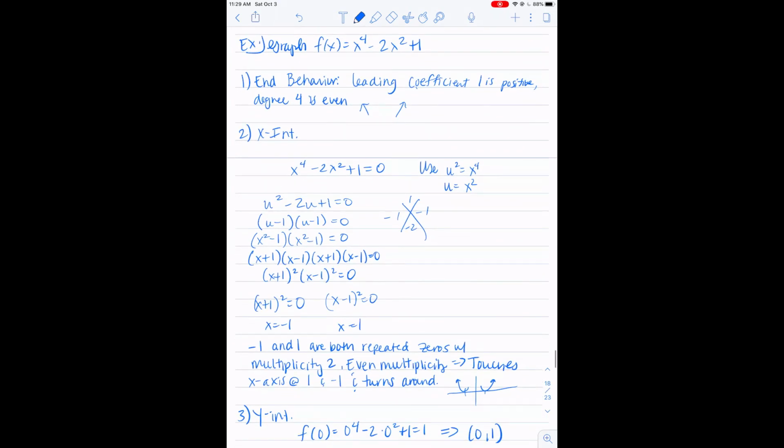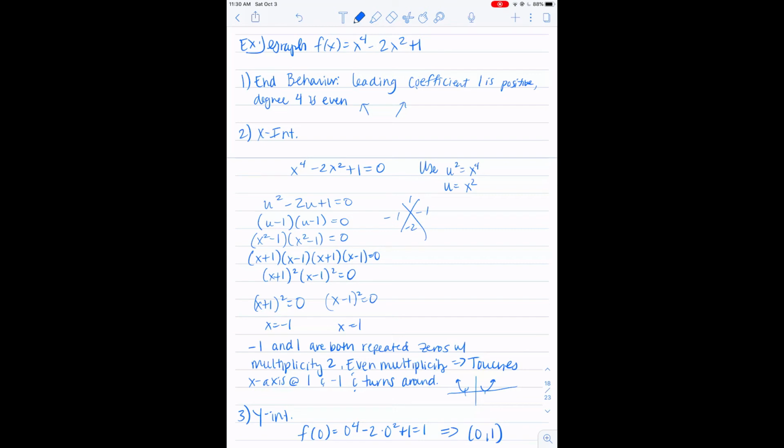So here, our example, we're going to graph f of x equals x to the 4th minus 2x squared plus 1. So our first step is we're going to look at end behavior. We have our leading coefficient of 1 is positive and the degree 4 is even. So we're going to have that it rises to the left and rises to the right. Okay, now step 2, we could find our x-intercepts.